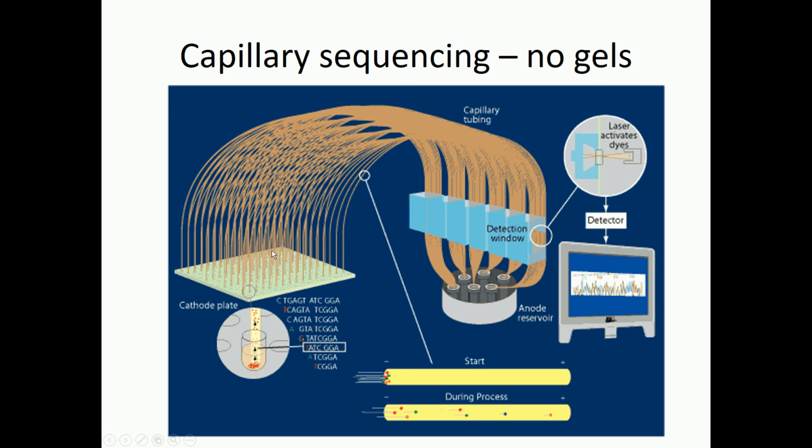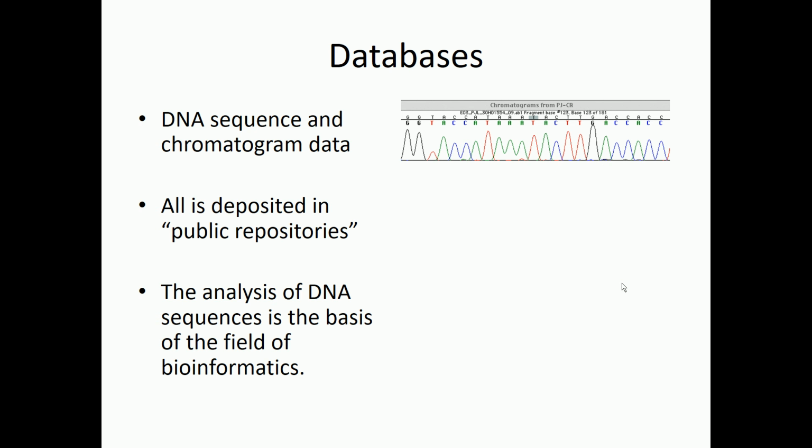The sample is passed through these capillaries, which are very, very small narrow tubes, and it is exposed to the laser. The laser activates the fluorescent dyes, and when they get activated, they emit some radiation that can be detected by the detector. It will give you the data in the form of peaks of different colors, and it is called chromatogram data. So the chromatogram data comes like that, and the different colored peaks tell you about the different nitrogenous bases.